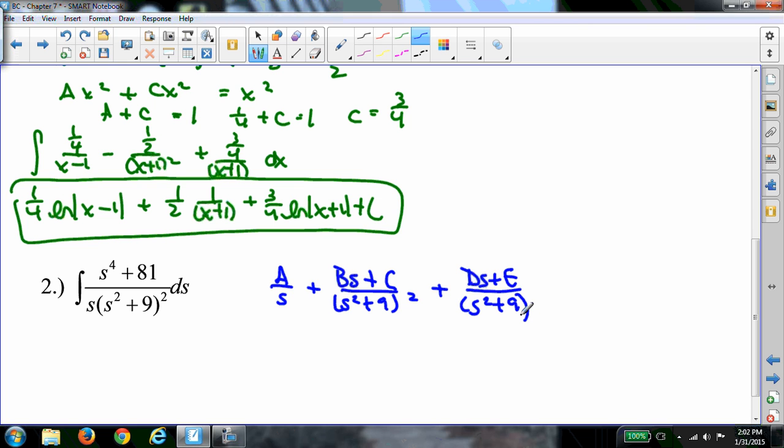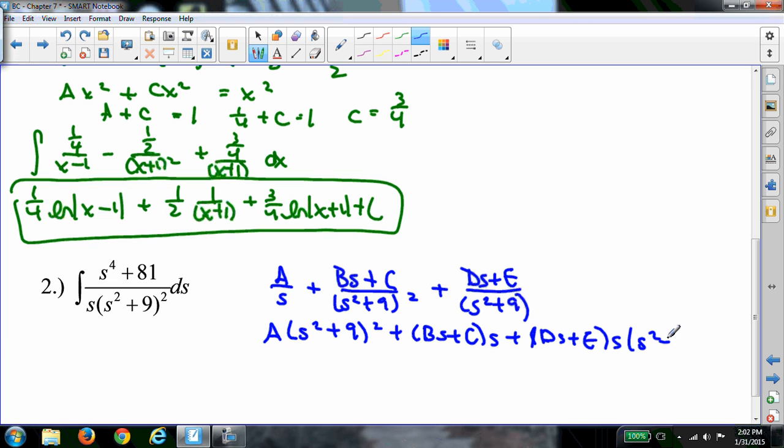So getting a common denominator, a would need to be multiplied by s squared plus 9 squared. bs plus c needs to be multiplied by s. And ds plus e needs to be multiplied by s and also by s squared plus 9. And all of that has to equal s to the 4th plus 81.